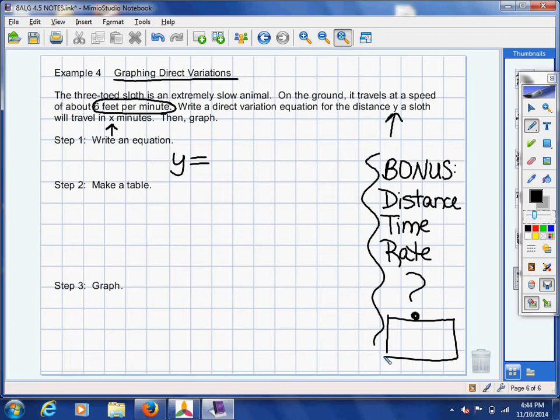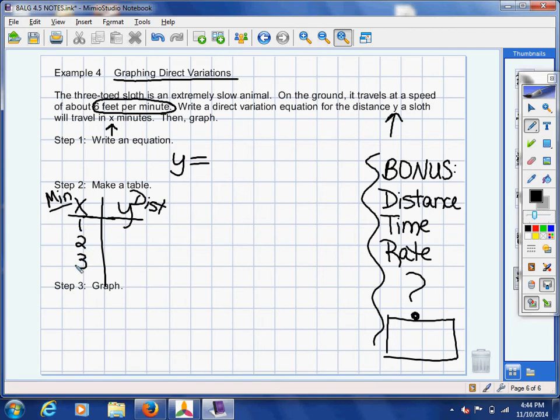Then let's make a table. Okay? I'm going to do a little XY table. And remember, x means minutes. Okay? I'll put min off to the side. And then y is distance, okay? That's going to be in feet. And so let's just do a couple points. I'm going to do 3 points, okay?